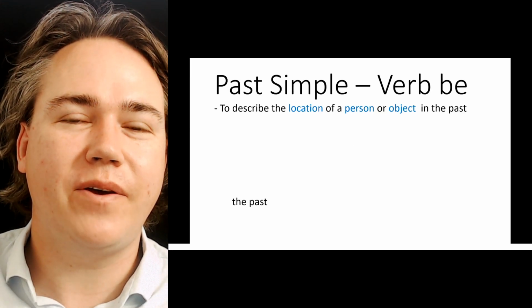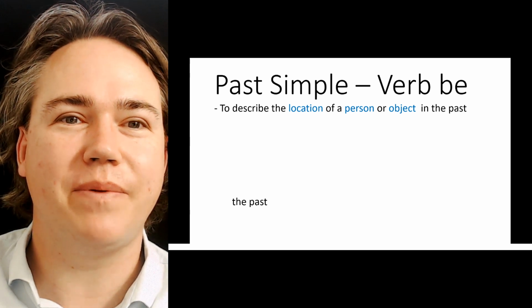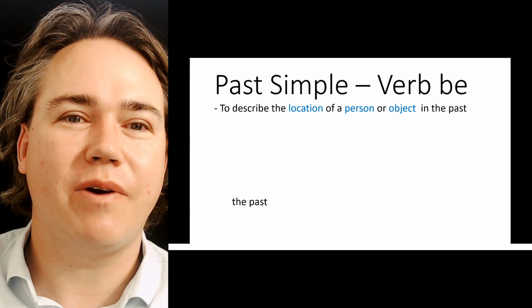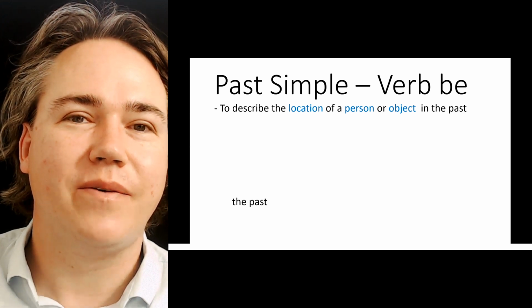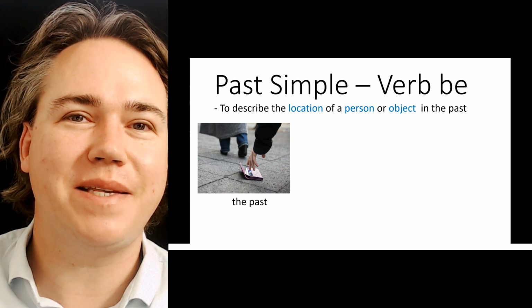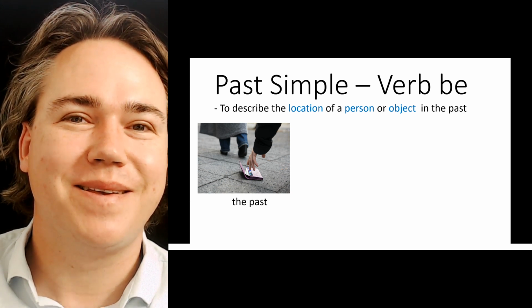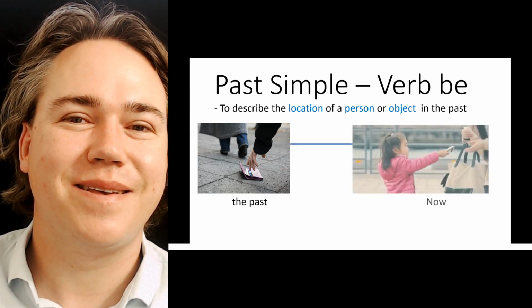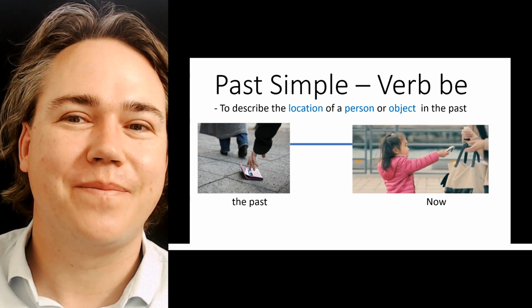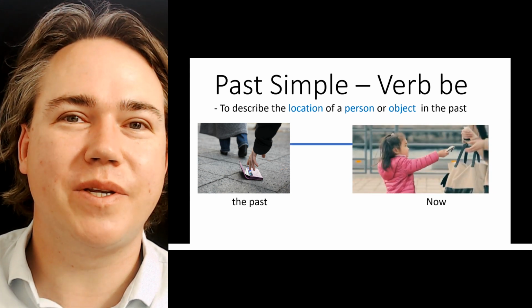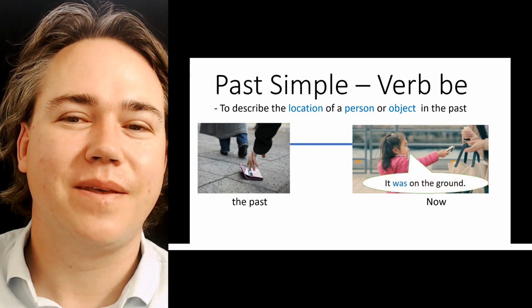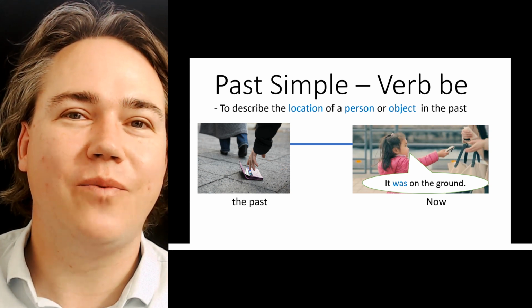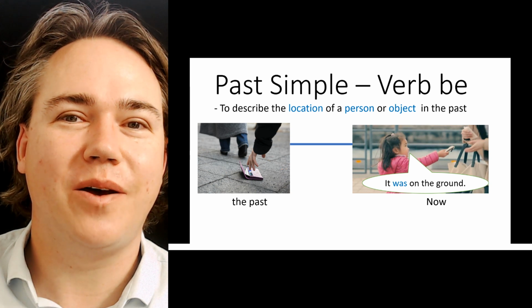So the first use of past simple is with the verb be to describe the location of someone or something in the past. For example, if you look at this, this happens all the time. And you want to know, where was it? Where was my wallet? It says it was on the ground. So verb be, was, and the location, on the ground.